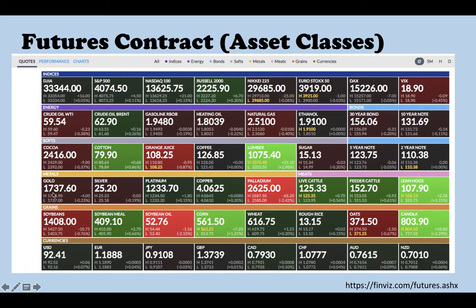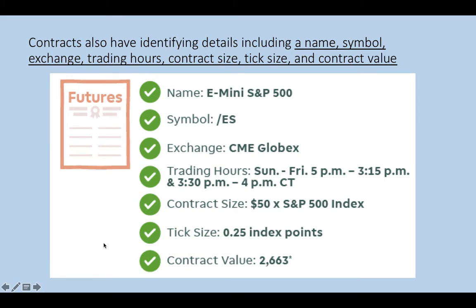For metals, you have gold, silver, copper. Then you have grains, of course: soybeans, corn, wheat, rice, oats. Then you have currency: US dollar, Euro, Japanese yen. So all these things are the different asset classes of the futures contracts.